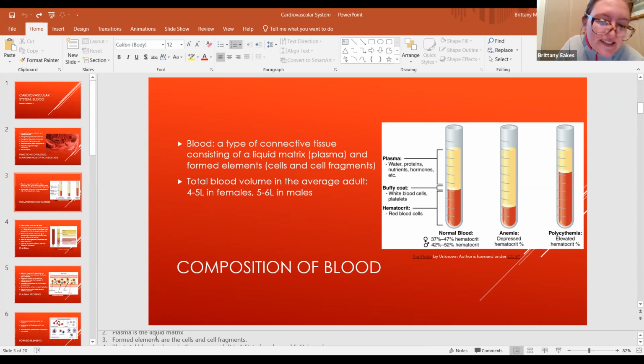So, composition of blood. Plasma is the liquid matrix, about 91% water, I believe. And then we have formed elements, which are the cells and the cell fragments, the cells being the red blood cells and white blood cells, the fragments being platelets. Blood makes up about 8% of the total weight of the body, so not a whole lot.